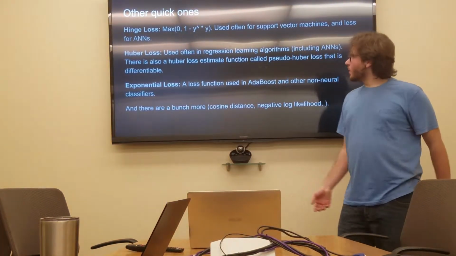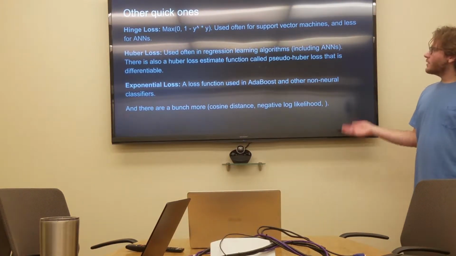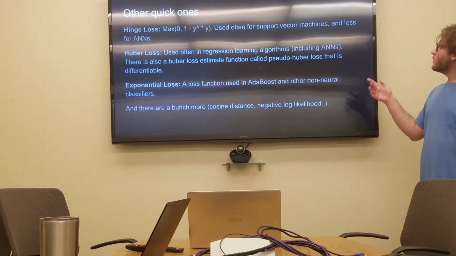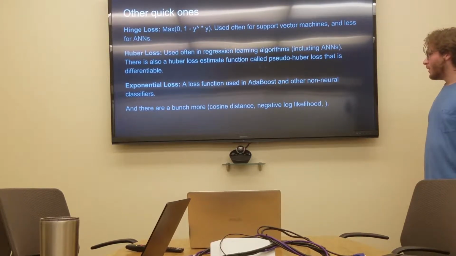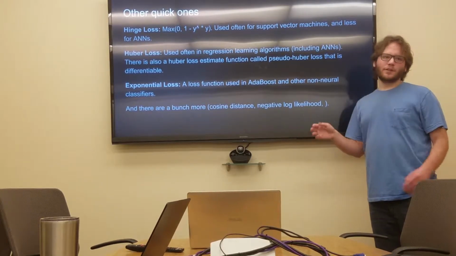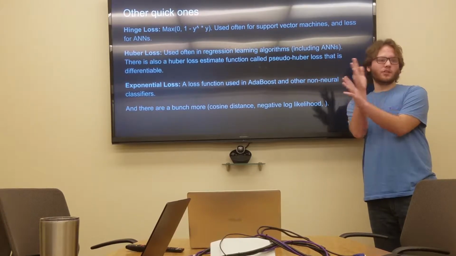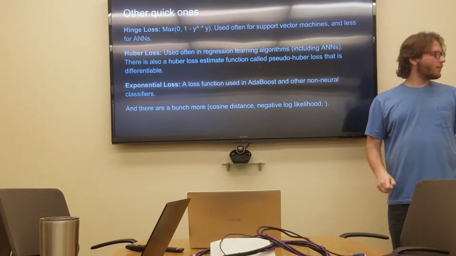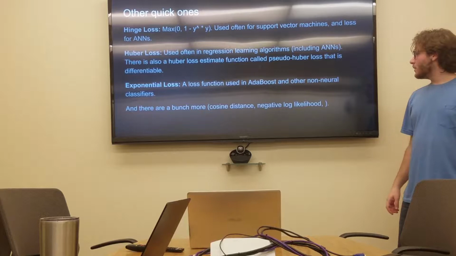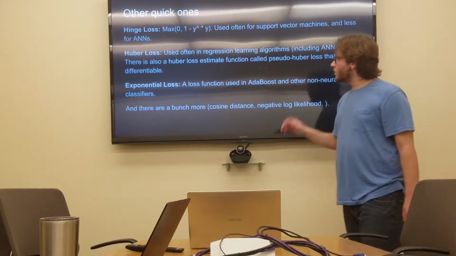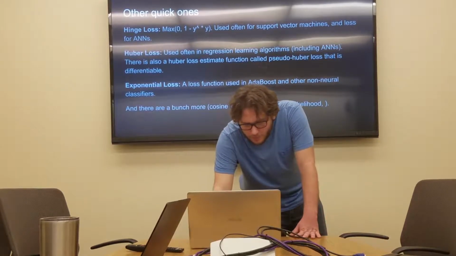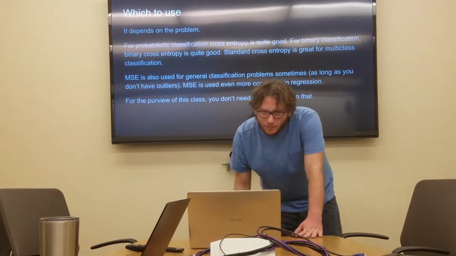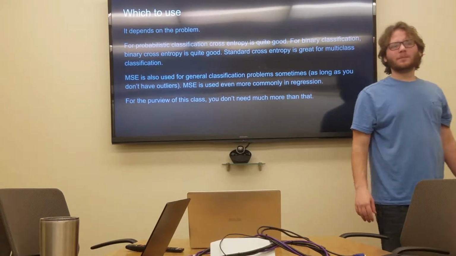A couple other quick ones. Hinge loss, Huber loss, they've got their own little specific niches. Exponential loss is used sometimes, mostly with AdaBoost. Cosine distance is fun because you can talk about the angles between different data sets, but those are mostly kind of fringe ones. Which to use depends on the problem.